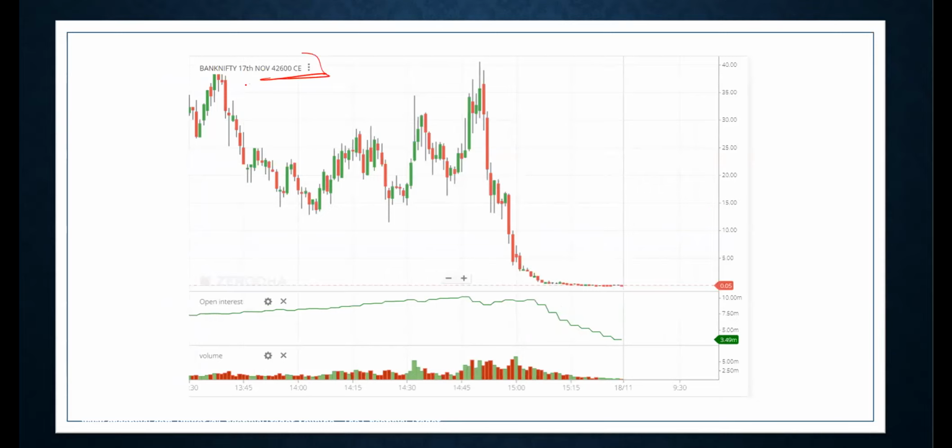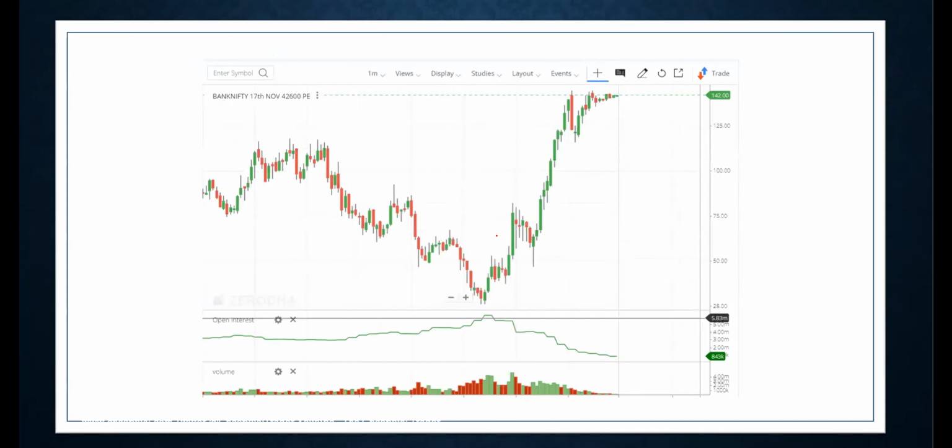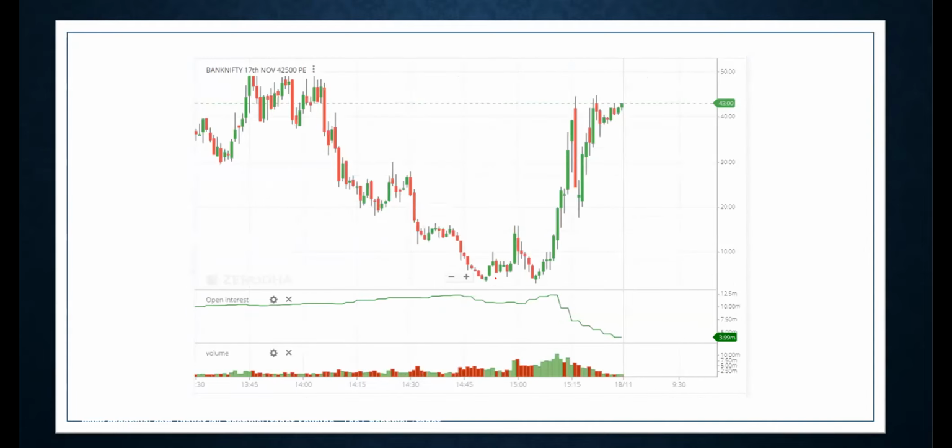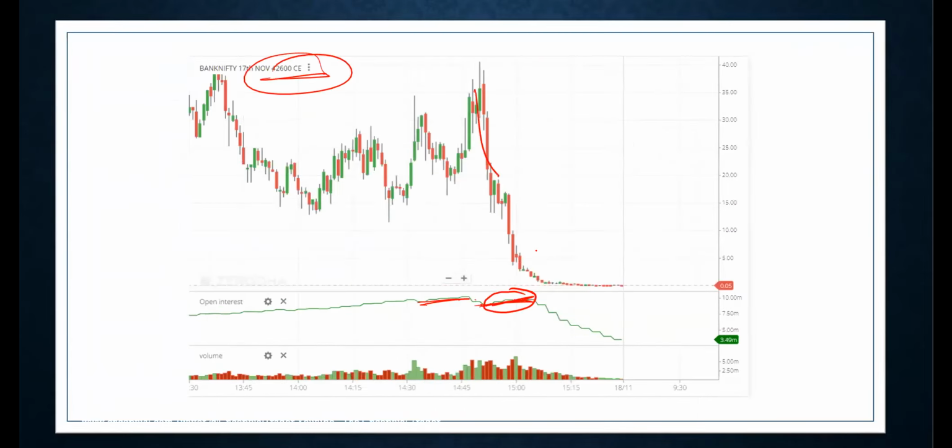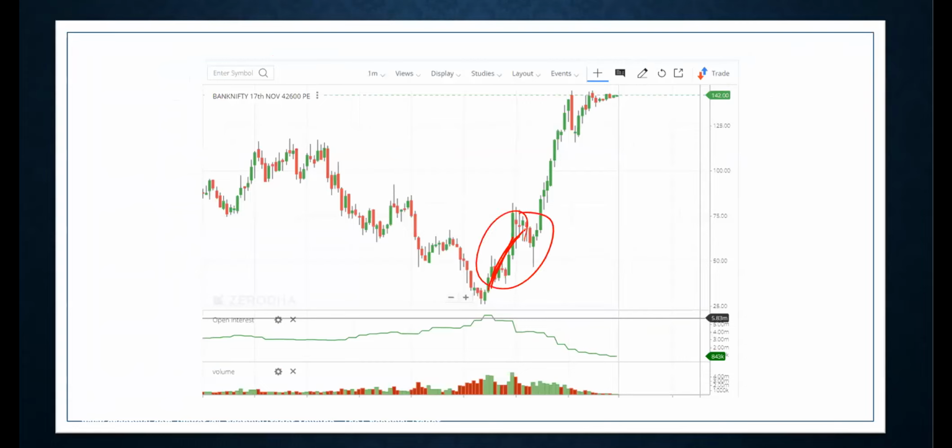Okay, this is 42,600 CE. You can see at this point, when the market was going down, this option was increasing. Okay, at this level, prices at that level only, there was a smaller dip, and after that this was increasing. That means the call sellers had their interest in selling these calls. At the same time, you can see when the market dipped like this, Bank Nifty dipped, this put option, the 42,600 put option, its value increased. So at that time, the sellers decreased.